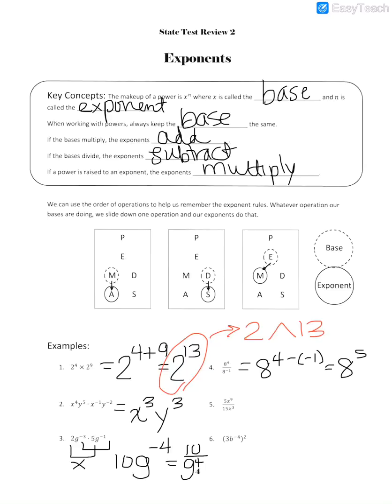Number 5. The 5 and the 15, we want to just reduce them. So 5 over 15, if I divide them both by 5, I get 1 and 3. And then my x's are going to subtract. So 9 minus 3 is 6. Another way of writing that would be like this. So either way that you prefer is fine.